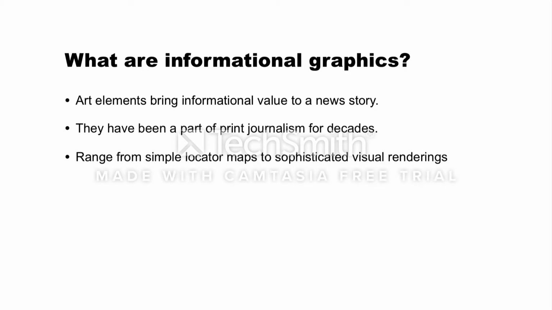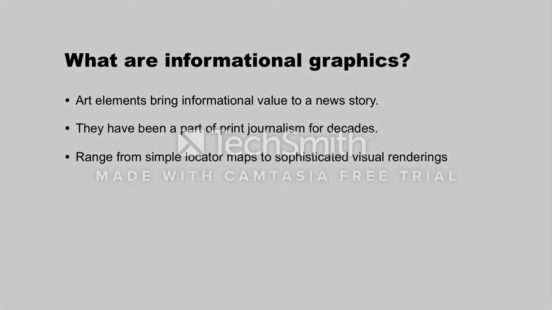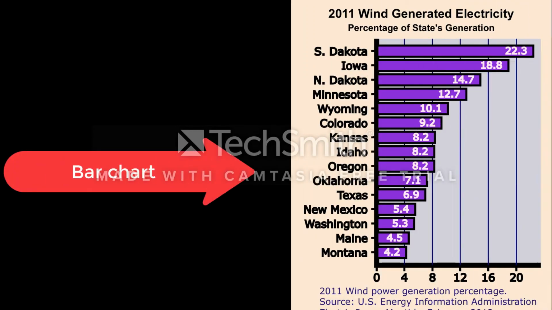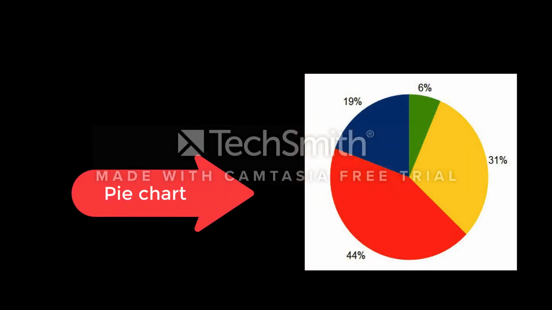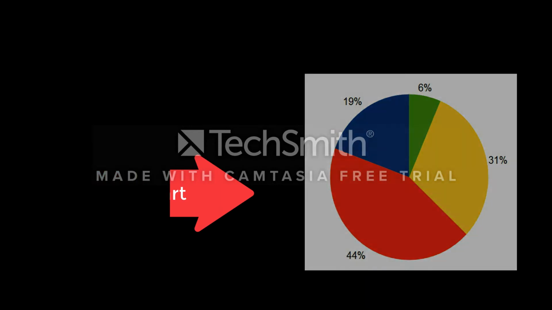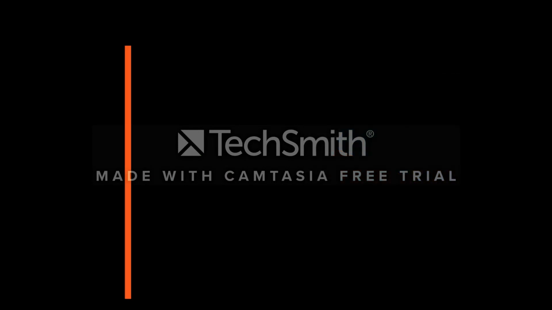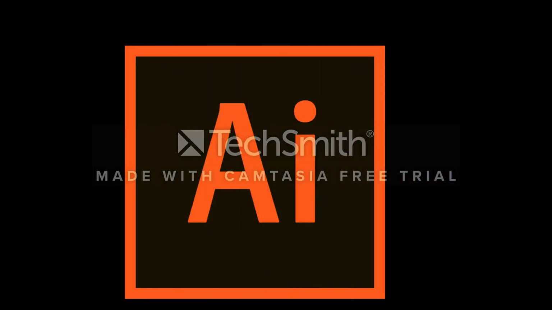What are informational graphics exactly? As the phrase implies, they are graphic art elements that bring informational value to a news story. Newspapers have been using them for generations, and they range from the simplest of locator maps to the most elaborate of visual renderings. Graphics artists produce them via a number of software programs, the most popular of which is Adobe Illustrator.